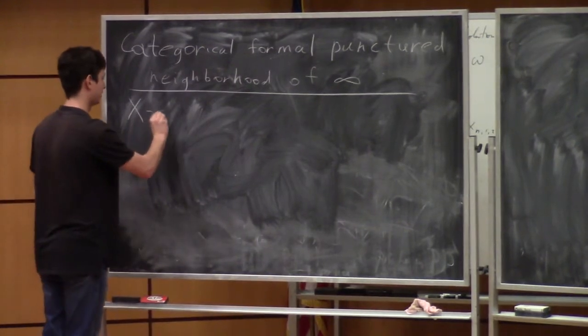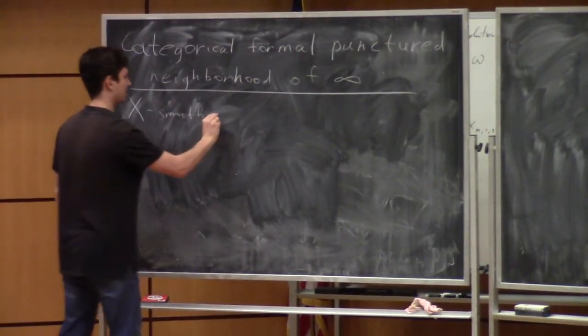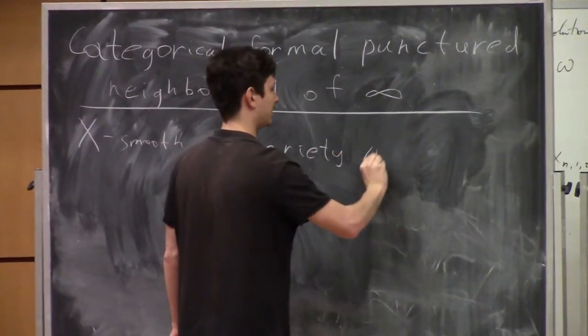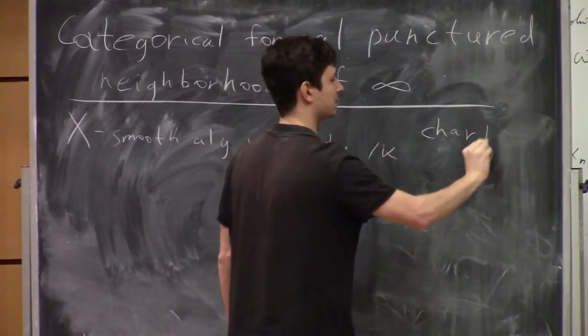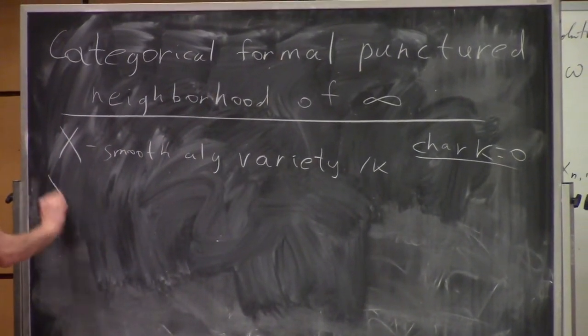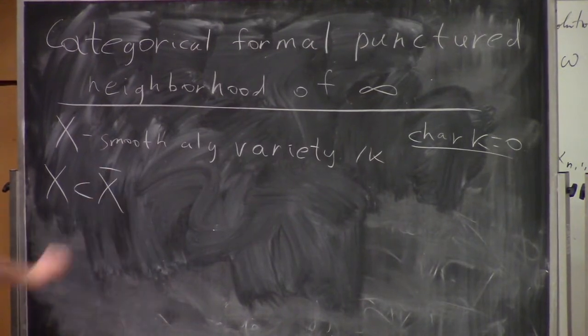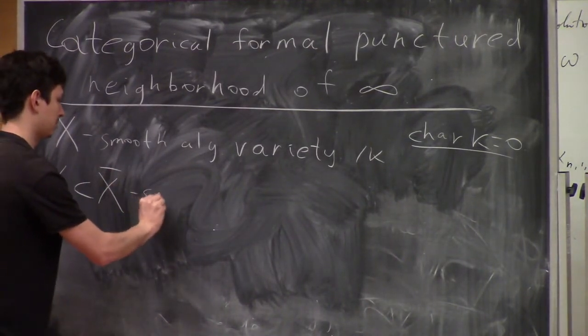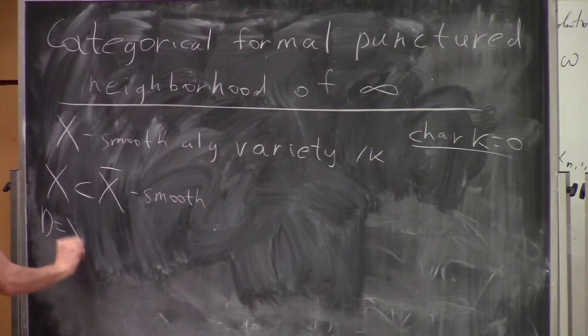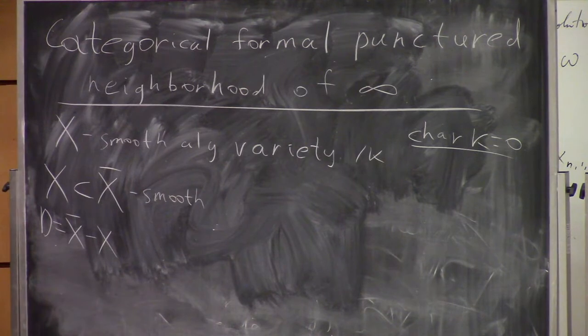So let X be a smooth algebraic variety over K, and let's assume that K has characteristic 0. Then we can choose some smooth compactification, X bar. So X bar is smooth. This is an open embedding, and let's denote by D the complement. Actually, I don't require it to be a divisor. It can be, for example, 1 point or just some closed subset.